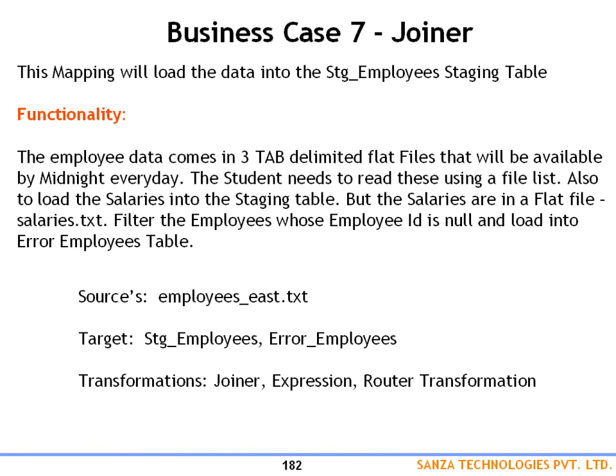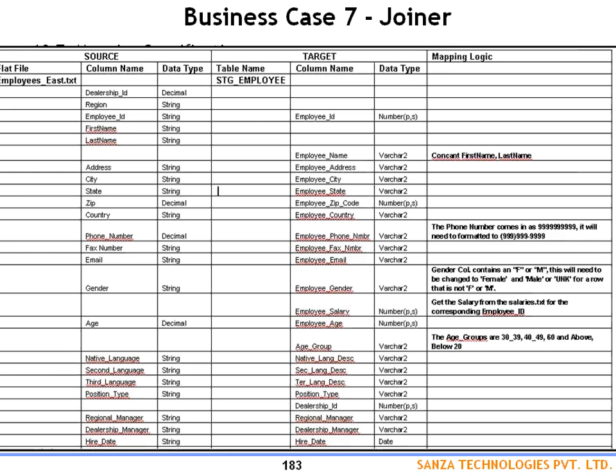Now the requirement is you have to extract the data from the flat file and load the data into STG employee table, concatenate the first name, last name, the phone number and the gender, and also you need to load the salary data into this STG employee table. Salary data is coming from salary.txt file for each employee, and also you have to find out the age group like we did it in the previous example.